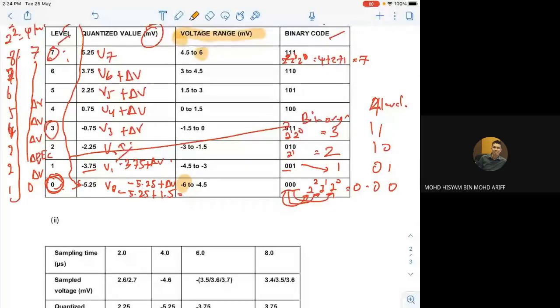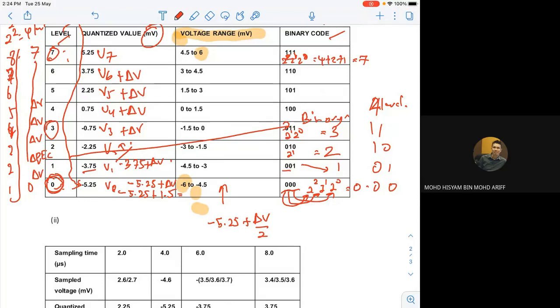Now, how to set up this thing? Very easy. How to set up this value? Negative 5.25 plus delta V over 2. Why? Because we have two values here. For the quantized value you only have one level, but here you have two values. After this you will know why we assign -6 to -4.5, -4.5 to -3. Because this voltage range will be used to tally with your analog signal.